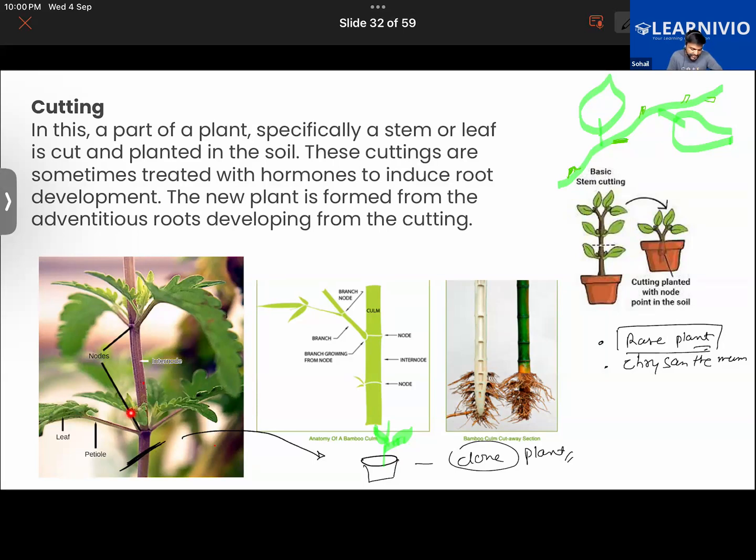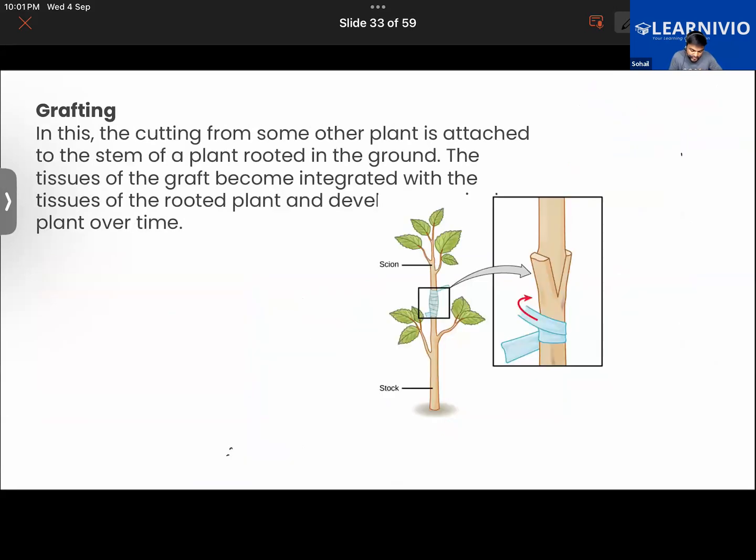And it is important that it should have nodes present on it. Nodes or internodes should be present on the stem, then only it will grow. If it doesn't have any nodes or internodes, then the plant will not grow. Got the point now? Sometimes we can use hormones also to trigger the growth of roots in it. That is the thing. Next, we have grafting.